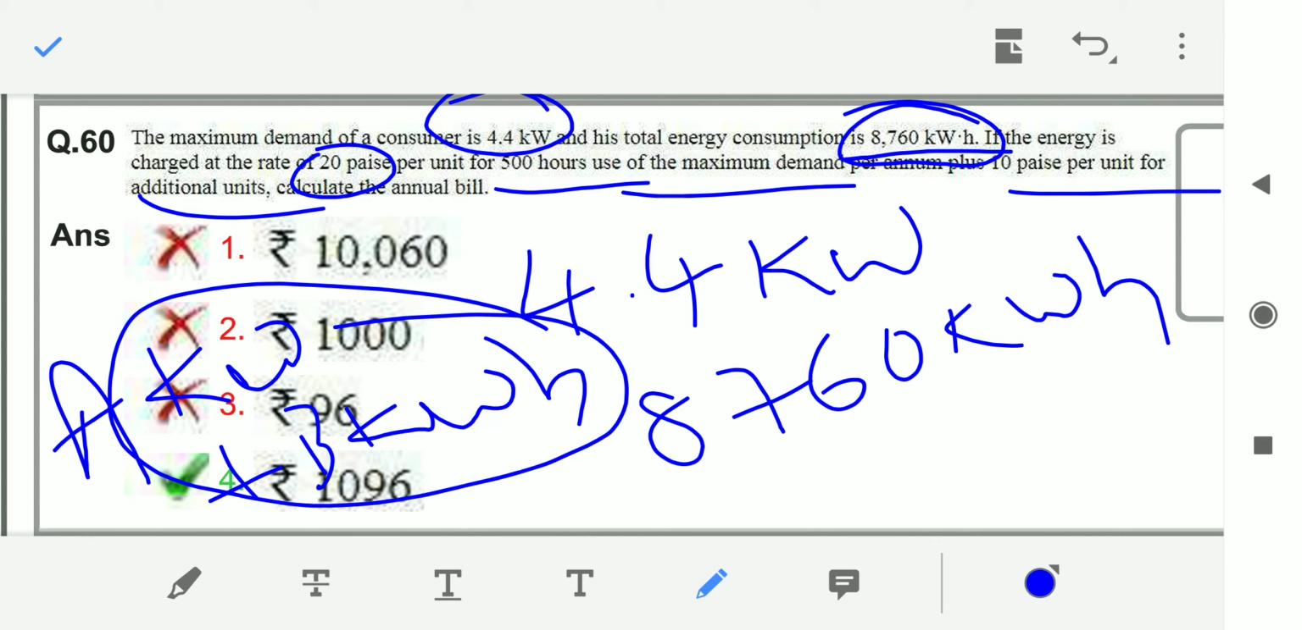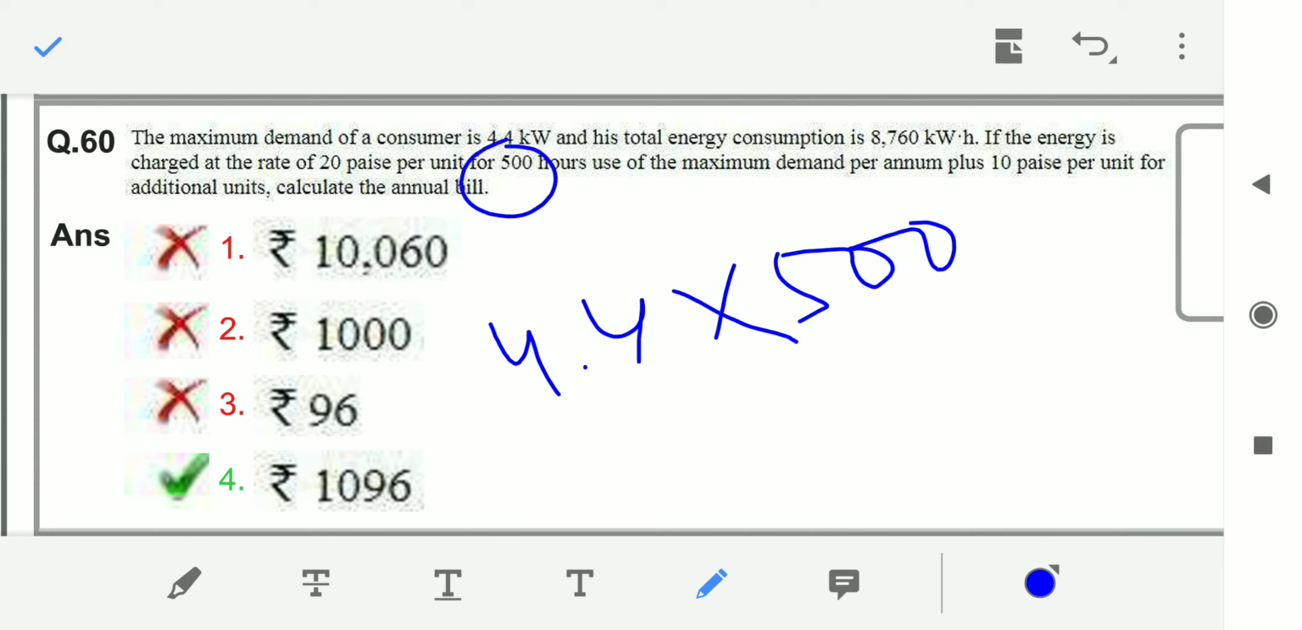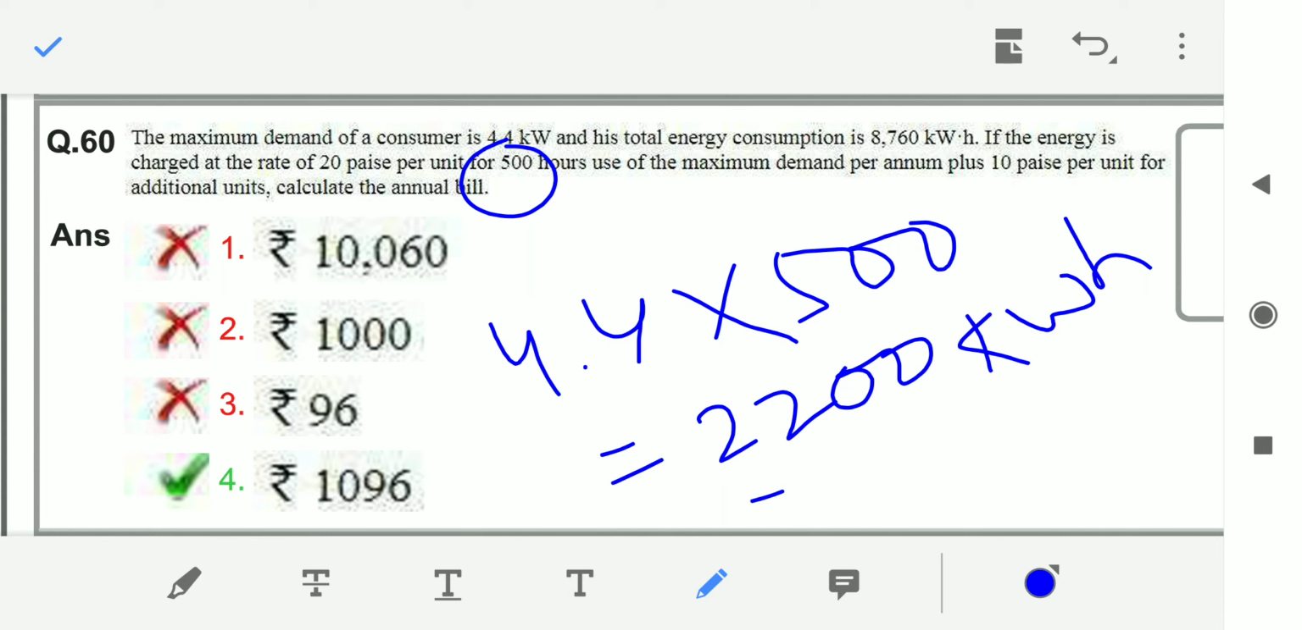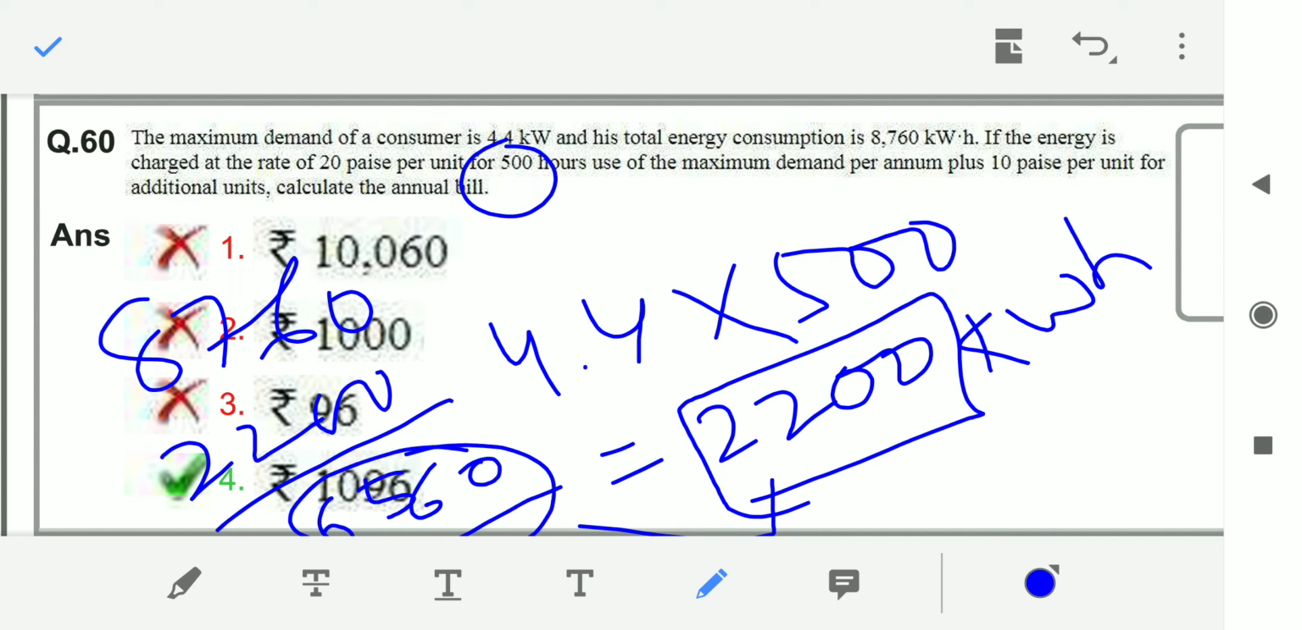Okay, 8760, out of which 4.4 kilowatt into 500 hours is equal to 2200 kilowatt hours. These units are based on the maximum demand. The remaining units are 8760 minus 2200, that is equal to 6560. So these units are based on the energy consumption.